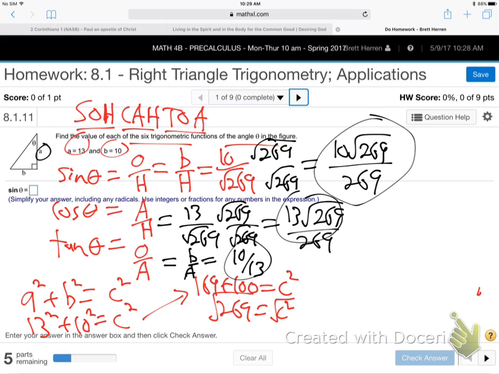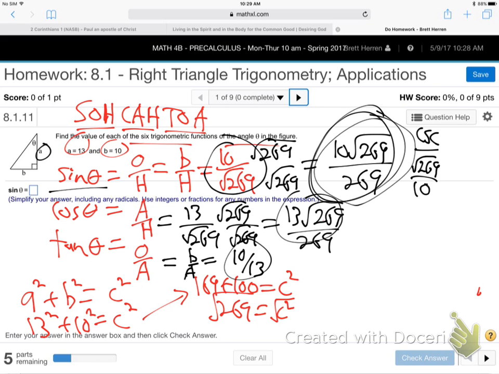We good? And then they're going to want the other three, which are upside down, aren't they? So if you have sine, I don't have room over there on the right, so here I'll just do it. Cosecant, it's just upside down. Now I don't want to flip this one upside down because then again I'd have the root on the bottom. So why don't I just flip this one upside down? Right, so that'd be root of 269 over 10.